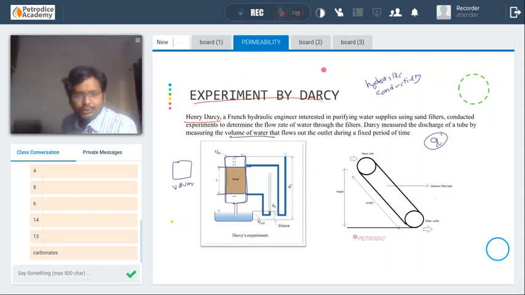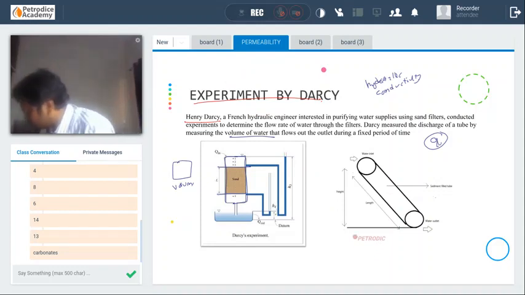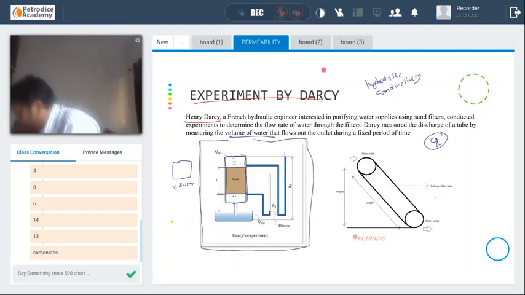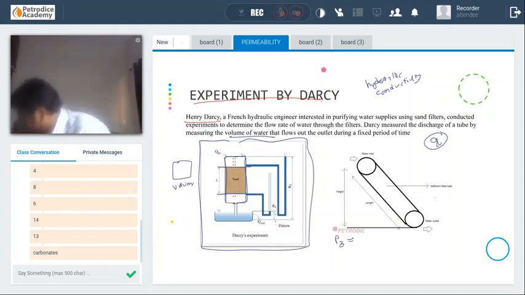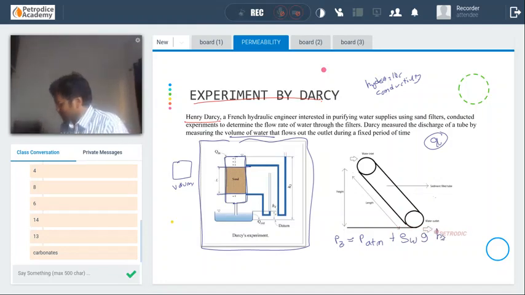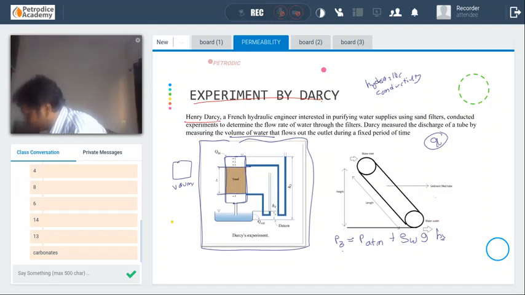Okay, guys, do draw this one. Based on this particular diagram, questions can be given or questions can be framed. You will understand why. See guys, at point 3, the pressure will be P atmosphere plus density of water into g into h3. At point 4, the pressure is P atmosphere plus density of water into g into h4.